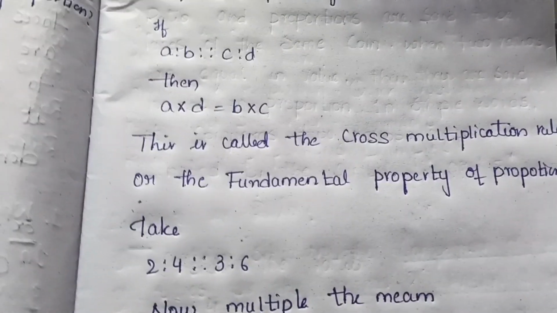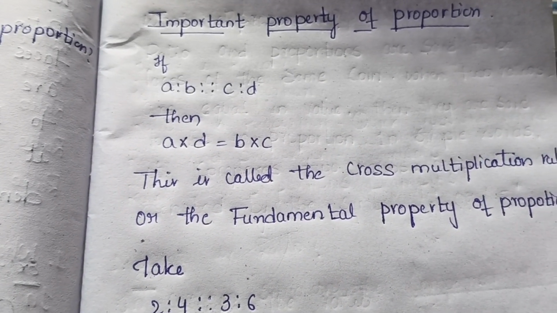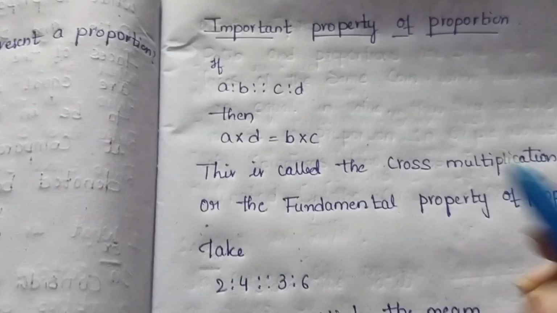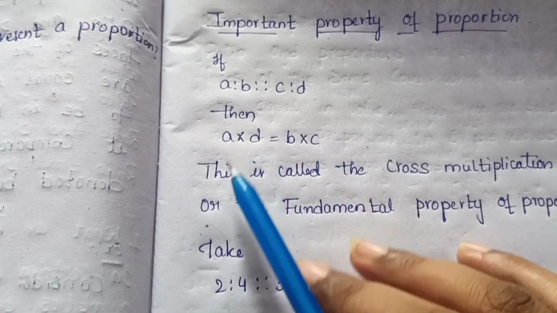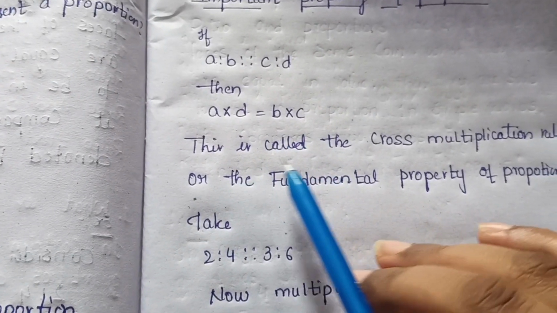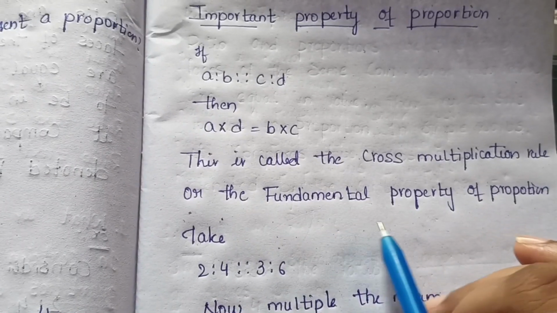So, an important property of proportion. Let's learn the most important rule. If A is to B double colon C is to D, then A into D is equal to B into C. This is called the cross multiplication rule, or the fundamental property of proportion.